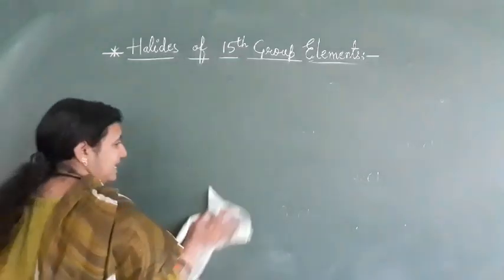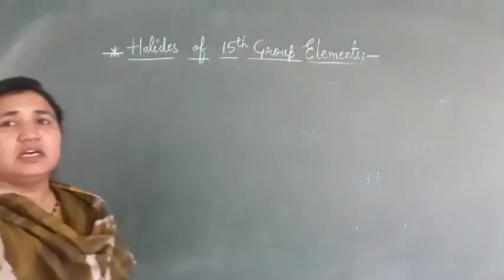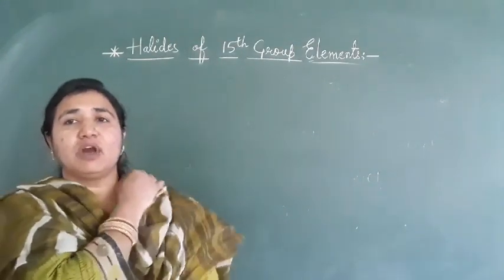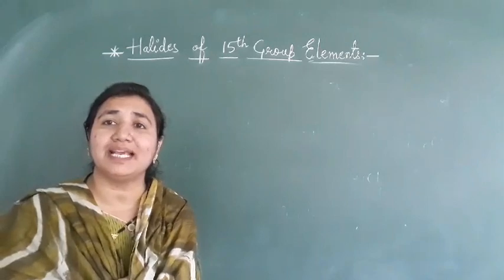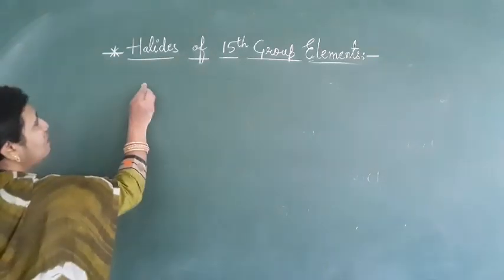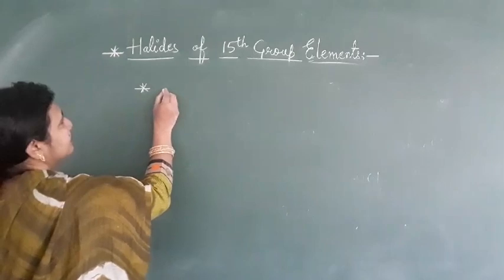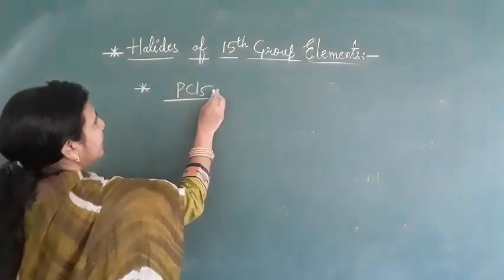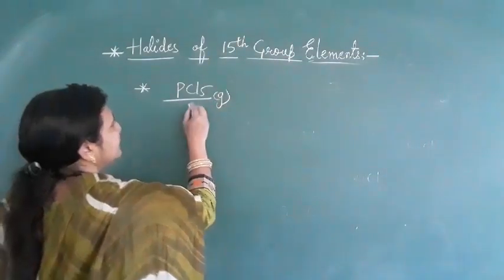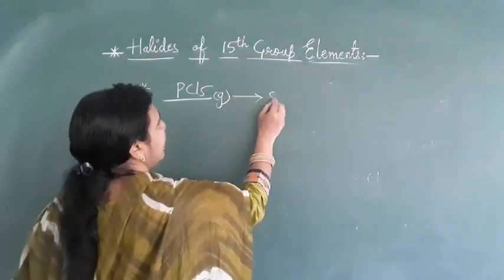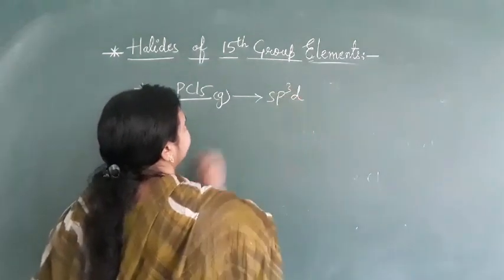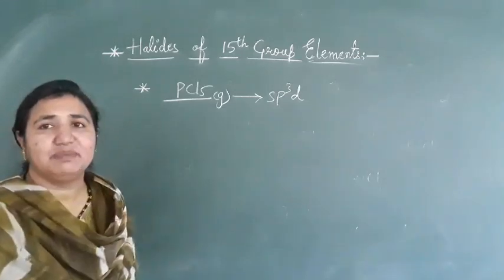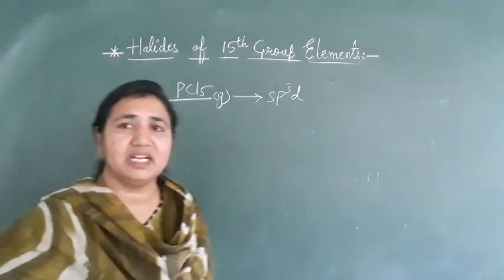Trihalides are more stable than pentahalides, because in pentahalides the elements will be in an excited state. In pentahalides like PCl5 in the gaseous state, the hybridization is sp3d, and the structure is trigonal bipyramidal.